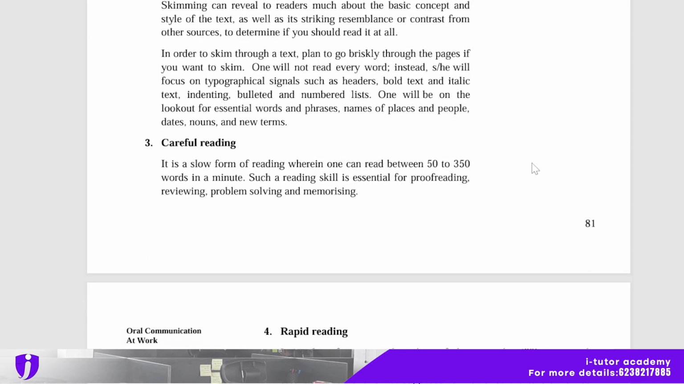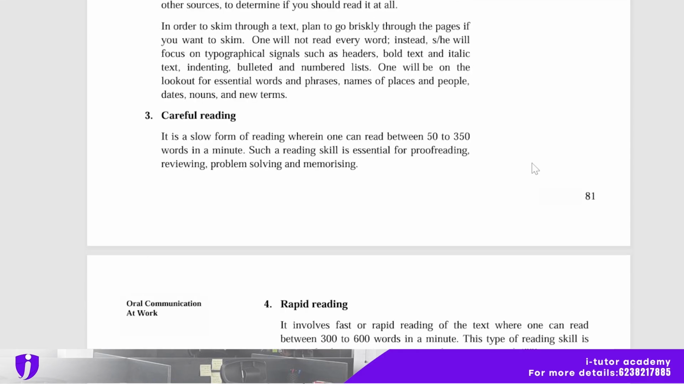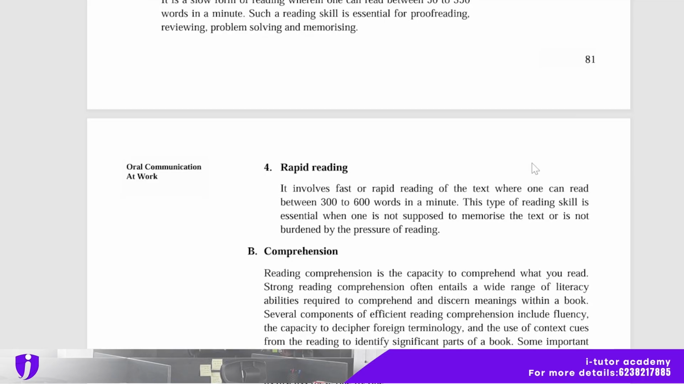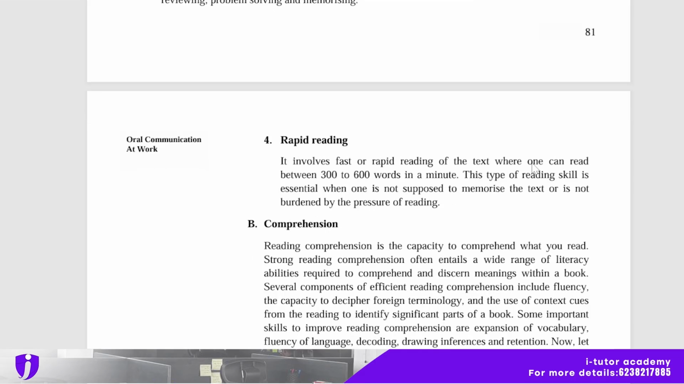And careful reading. It is a slow form of reading wherein one can read between 50 to 350 words in a minute. Such a reading skill is essential for proofreading, reviewing, problem solving, and memorizing. Rapid reading. It involves fast or rapid reading of the text where one can read between 300 to 600 words in a minute. This type of reading skill is essential when one is not supposed to memorize the text or is not burdened by the pressure of reading.